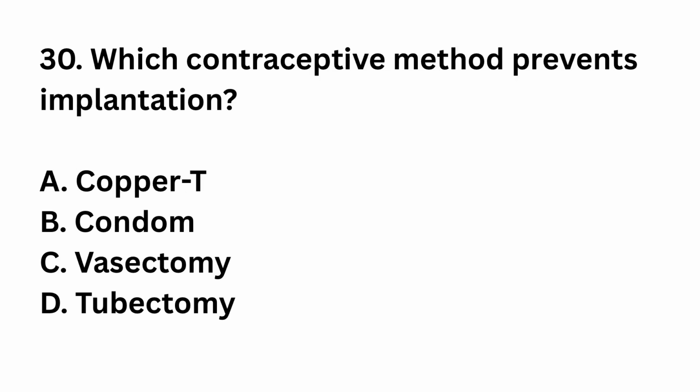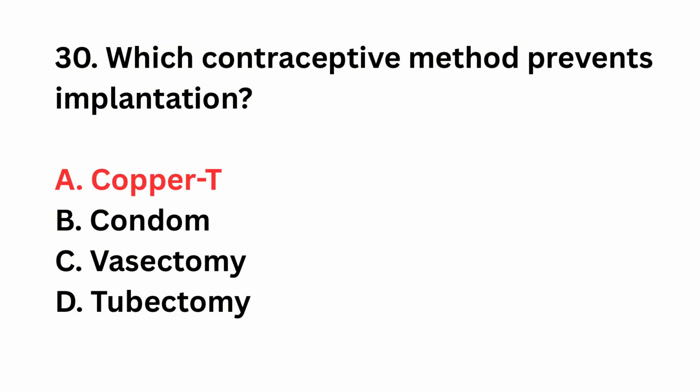Question number 30. Which contraceptive method prevents implantation? Copper T, condom, vasectomy, tubectomy. The right answer is option A, copper T. Copper T alters the uterine environment.